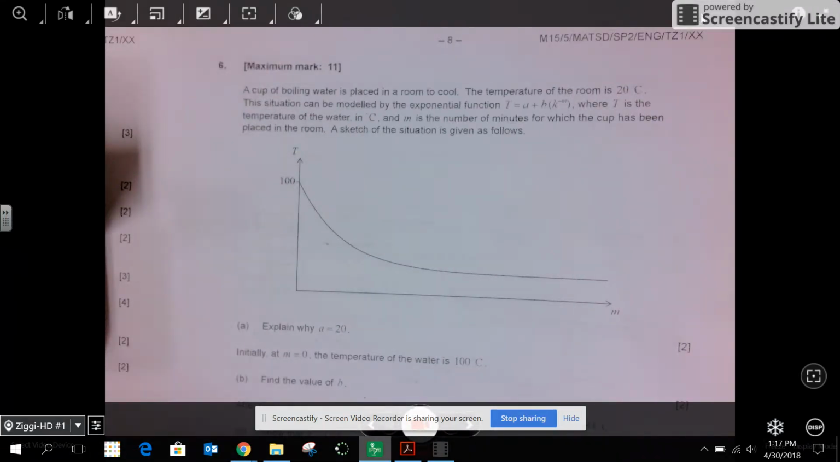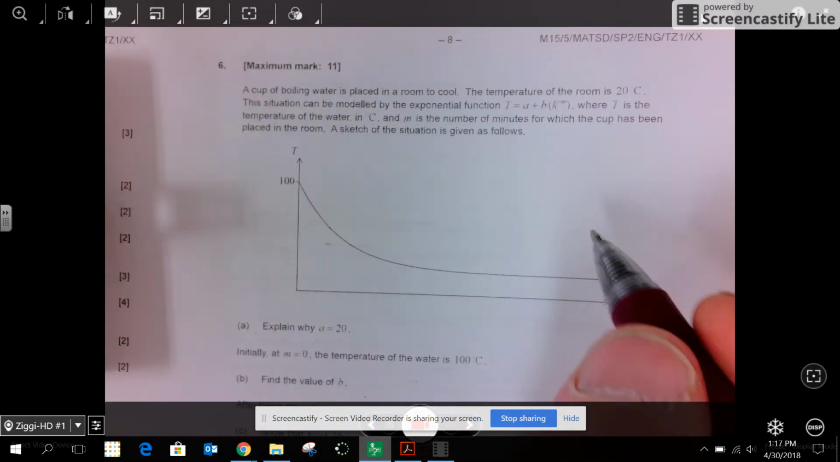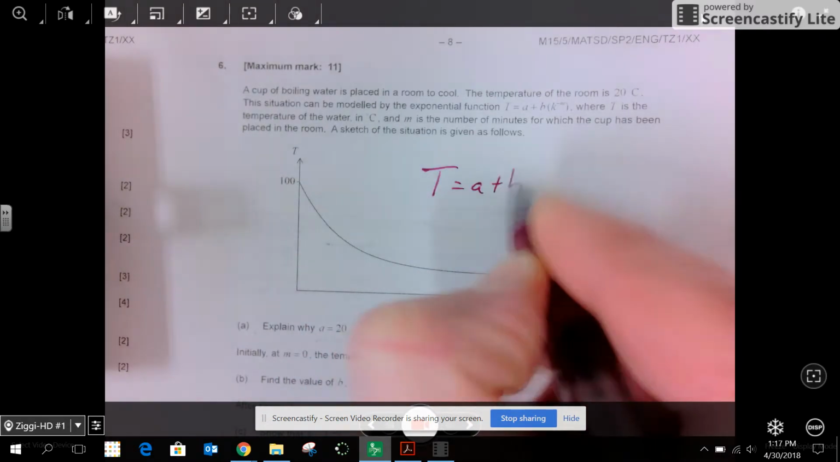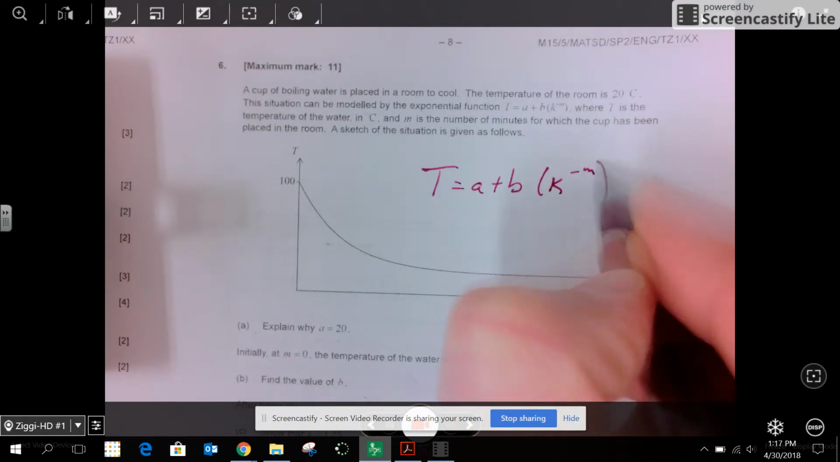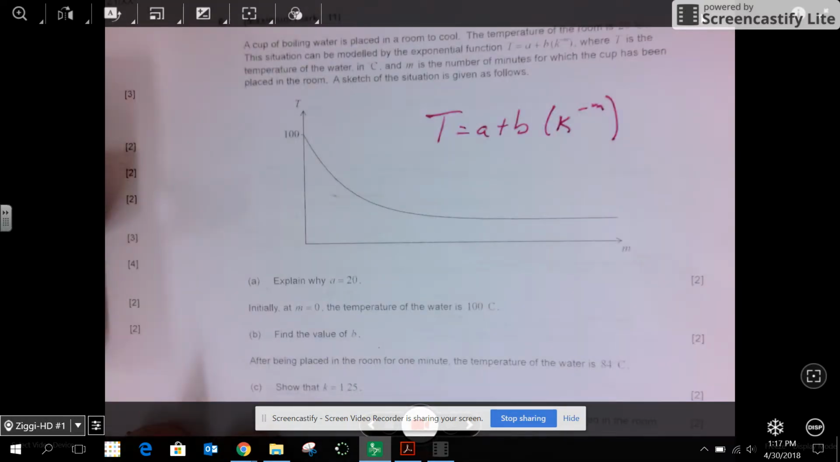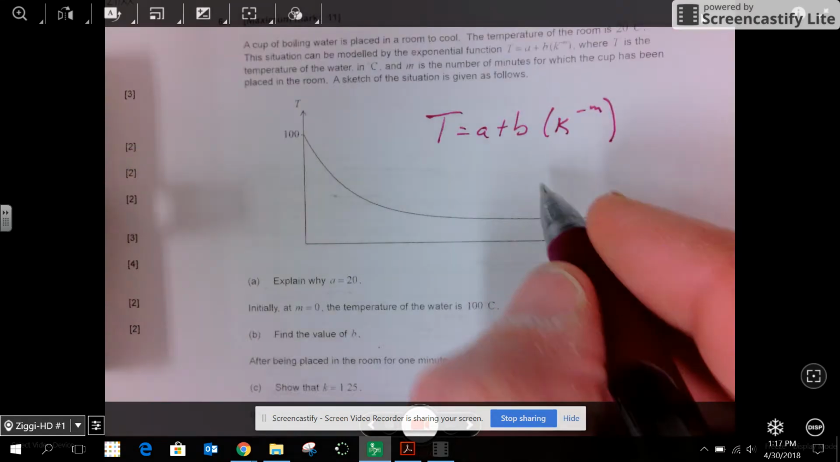Okay, this is problem 6 on the paper 2 practice test, and it's exponential functions. It's kind of hard to see. That's k to the negative m. So it looks like a lot of variables. And so I'm going to give you a couple hints, and this is kind of general for exponential functions, things you can do. Explain why a equals 20.